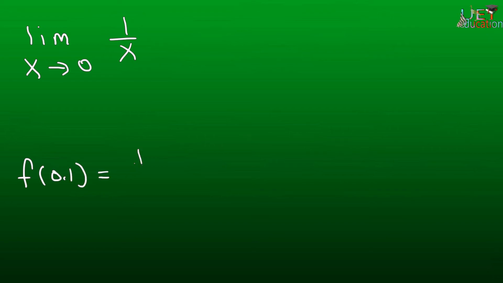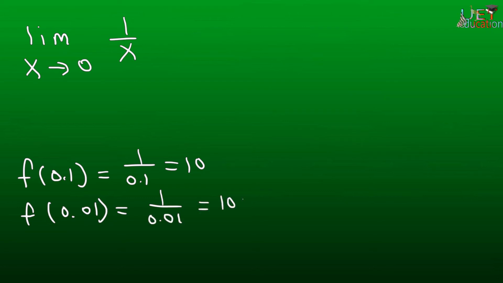Now, how can we evaluate this limit? What is the limit as x approaches 0 of 1 over x? Now, if we try to use direct substitution, 1 over 0 is undefined, so that's not going to work. Now, let's say if we plug in a number that's close to 0, like 0.1. 1 over 0.1 is 10. And if we plug in 0.01, 1 over 0.01 is 100. Notice that as x approaches 0 from the right side, it's getting larger and larger and larger.